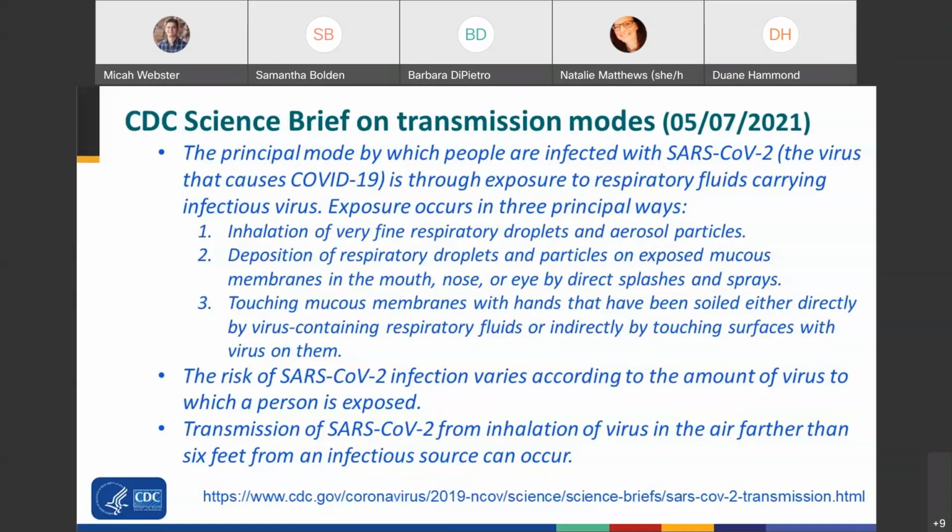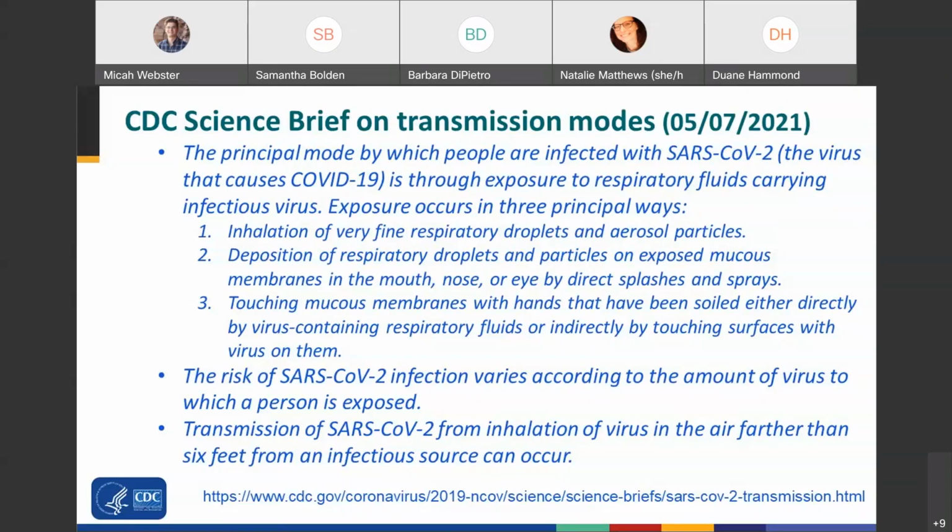And two additional points in that brief are that the risk of SARS-CoV-2 infection varies according to the amount of virus to which a person is exposed, and transmission of the virus from inhalation further than 6 feet can occur.